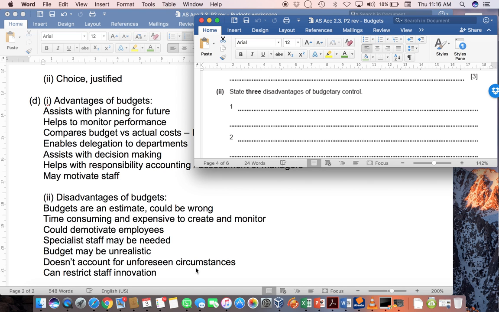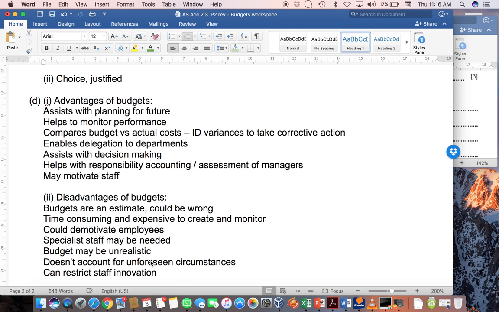Yes, it is possible to try and look ahead as far as you can, but every so often something will happen that you could not have expected, and then your budget is going to be turned on its head. In this case, it's very important that you actually relook at the budget and rebudget as quickly as possible. And linked to the idea that your budget might be unrealistic and you could demotivate employees, it can also restrict staff innovation. It means that your staff aren't necessarily able to be as creative and innovative as they might otherwise like.